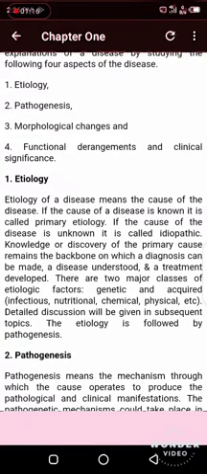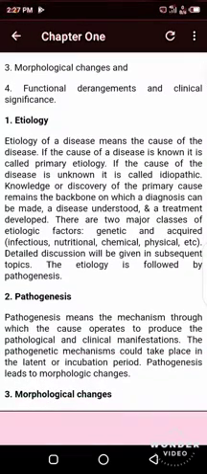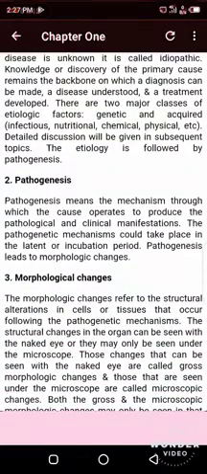Knowledge or discovery of the primary cause remains the backbone on which diagnosis can be made, a disease understood, and treatment developed. There are two major classes of etiologic factors: genetic and acquired, such as infection, nutritional, chemical, physical, etc. Detailed discussion will be given in subsequent topics. The etiology is followed by pathogenesis. So we are coming to discuss pathogenesis.